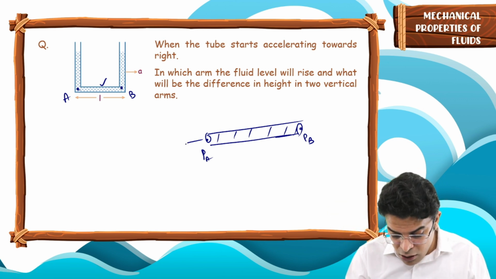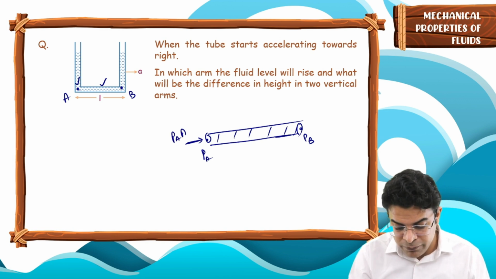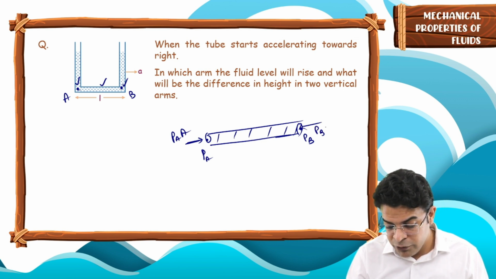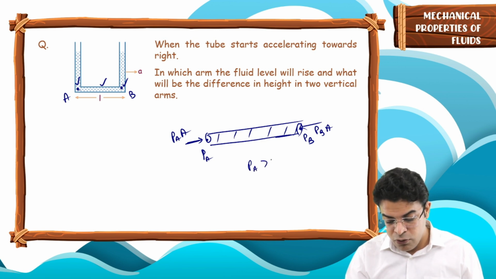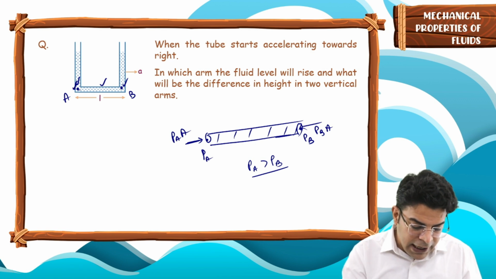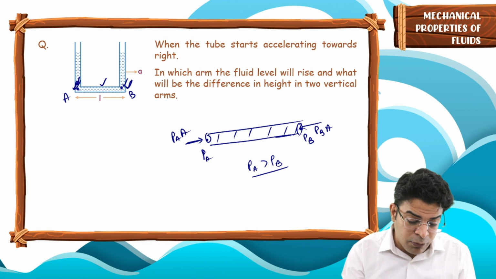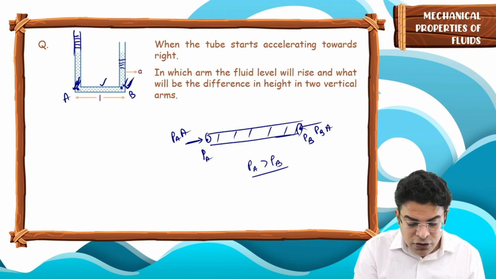Because of the fluid on the left, there will be a force PA into A. Because of the fluid on the right, there will be a force PB into A. If you want a net force towards right, then PA has to be more than PB. So the pressure at point A has to be higher once it accelerates, compared to the pressure at point B. This means that the fluid level above A has to be higher than the fluid level above B.